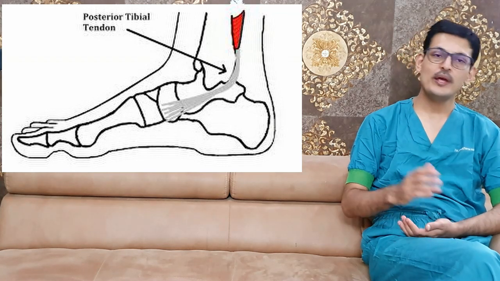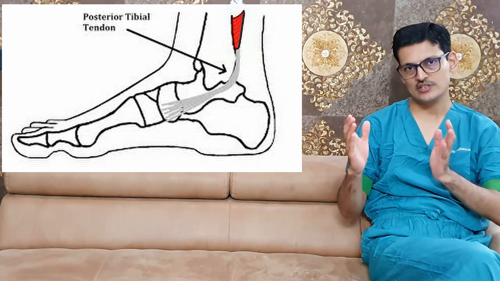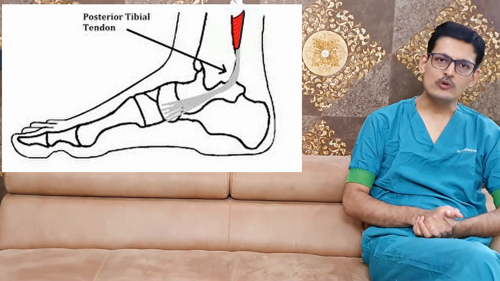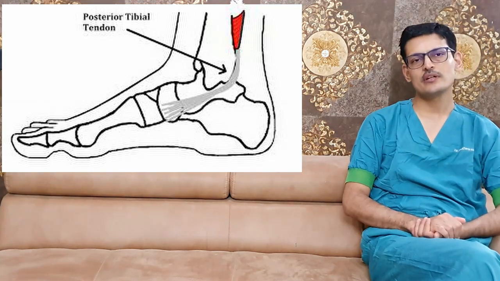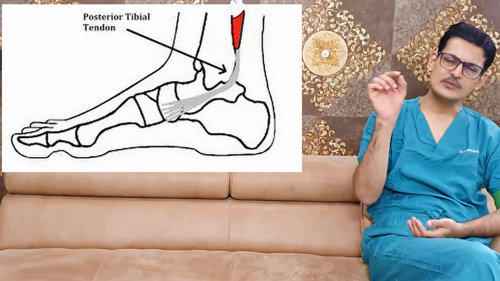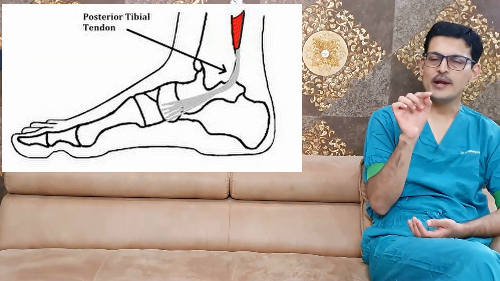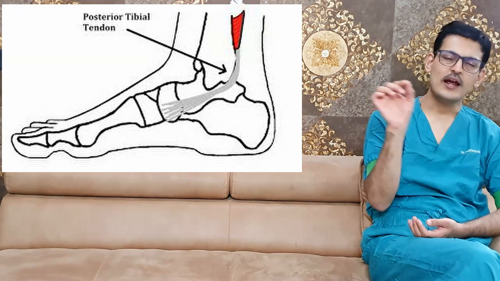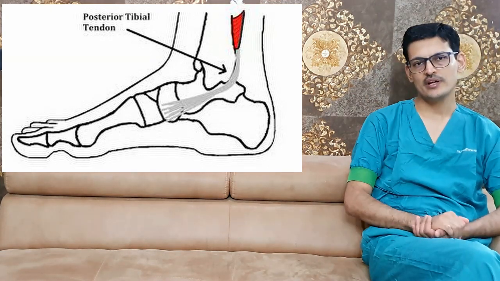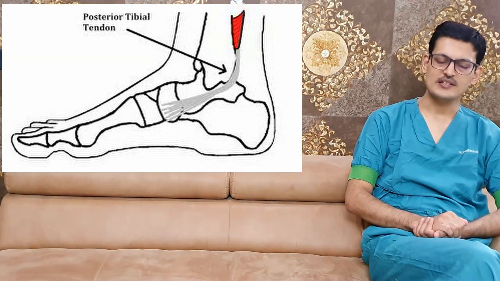Occasionally, you may like to cast the patient for some time. You will also like to give NSAIDs for some duration. And if it is not better, it's a small surgery. You just explore the tibialis posterior tendon, debride it, remove the synovitis, and debride the dead portion of the tendon, and that usually will suffice.